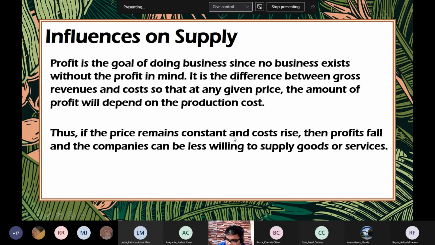If the price remains constant and costs rise, then profits fall and the companies can be less willing to supply goods and services. Siyempre, tumataas yung presyo mo, hindi ka basta-basta makapag-price hike. Kasi yung mga kalaban mo, ganun pa rin ang presyo.